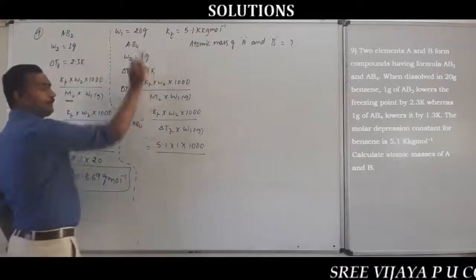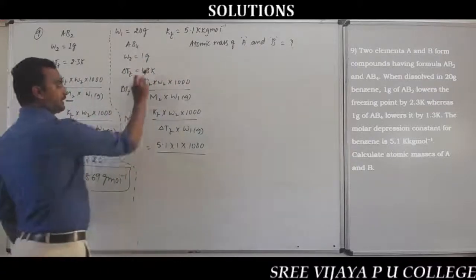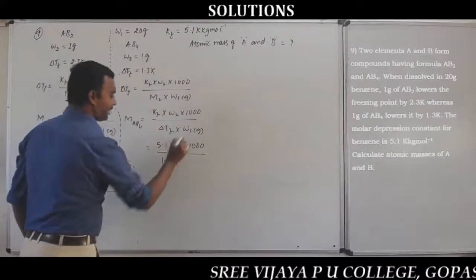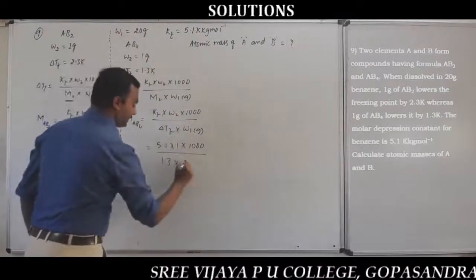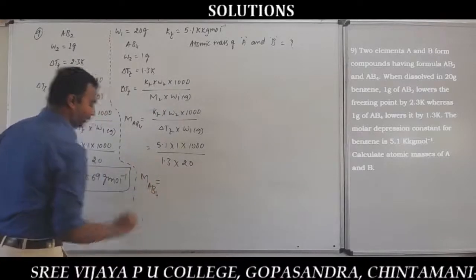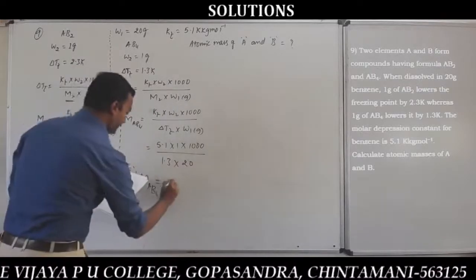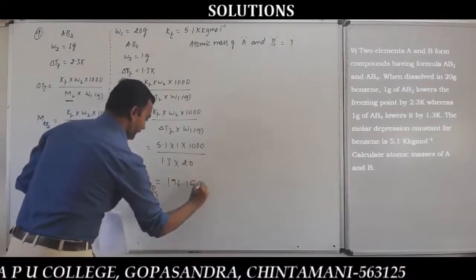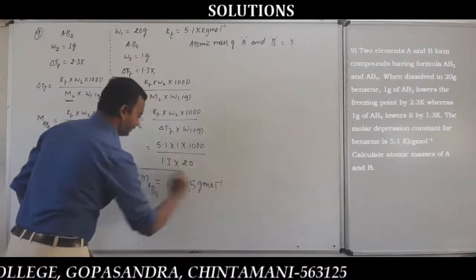When you add 1 gram of AB4 into the 20 gram of benzene, what is the depression of freezing point? That is 1.3 Kelvin. W1 is the mass of solvent, that is 20. When you simplify this, the molar mass of AB4 is equal to 196.15 gram per mole. That is the molar mass of AB4.